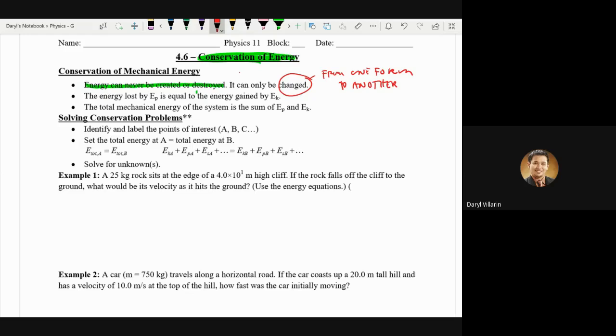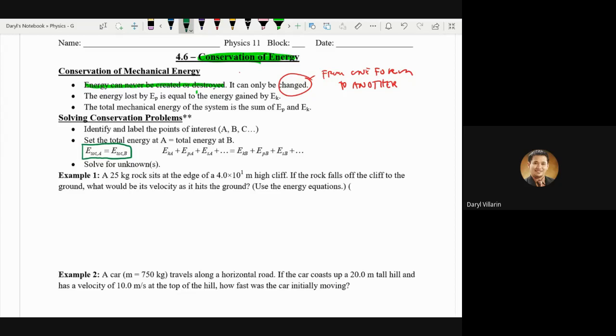So solving conservation problems. Identify and label the points of interest. Usually we just use A, B, C. You can also use point 1, point 2, or any subscript. A usually would be the starting point, B is maybe the final point, and if you have another point, you can use C. Okay. So set the total energy of A equivalent to the total energy of B. Your starting equation will be the total energy at A and the total energy at B.